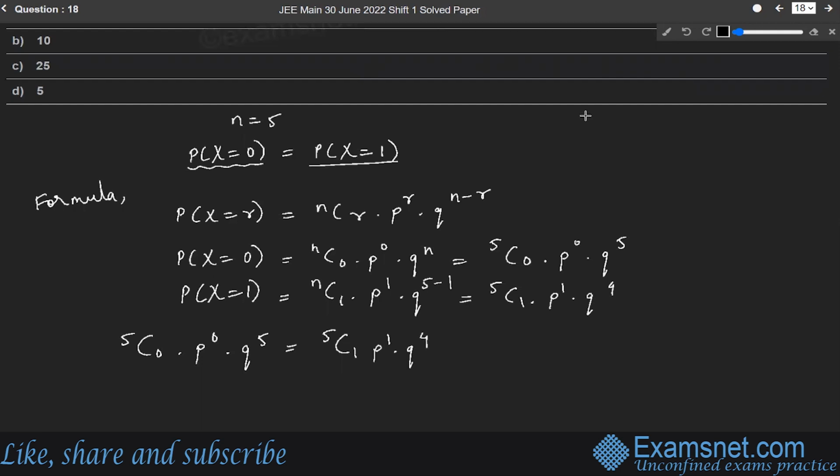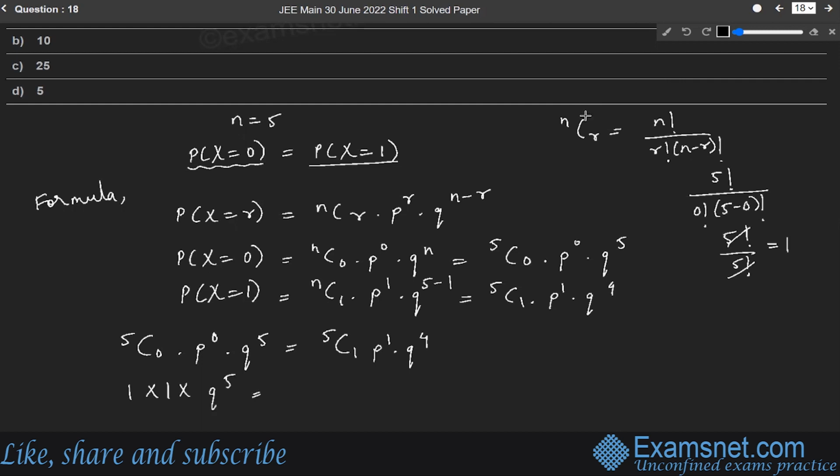Now what is 5C0? It is 1. We have to solve this by nCr. What is nCr? It is n factorial upon r factorial into n minus r factorial. So 5 factorial divided by 0 factorial into 5 minus 0 factorial. So 5 factorial upon 5 factorial will be equal to 1. So 5C0 is 1. Now p power 0, we know that in exponents, if anything is raised to 0, then it is always equal to 1. So it will be 1. So 1 into 1 multiplied by q power 5 is equal to 5C1.